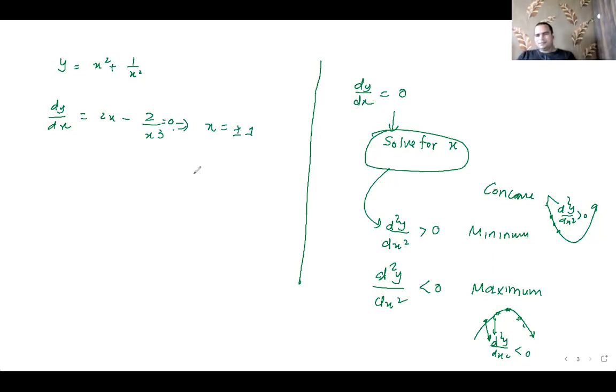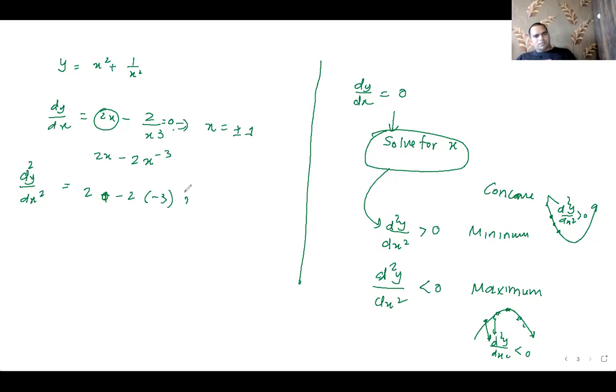Rather than a sign diagram, what we can do is find the second order derivative. The second order derivative, d squared y over dx squared, is going to be the derivative of 2x minus 2x to the power negative 3. So we just modify it a little bit. I'll put the minus first so that you don't get confused.